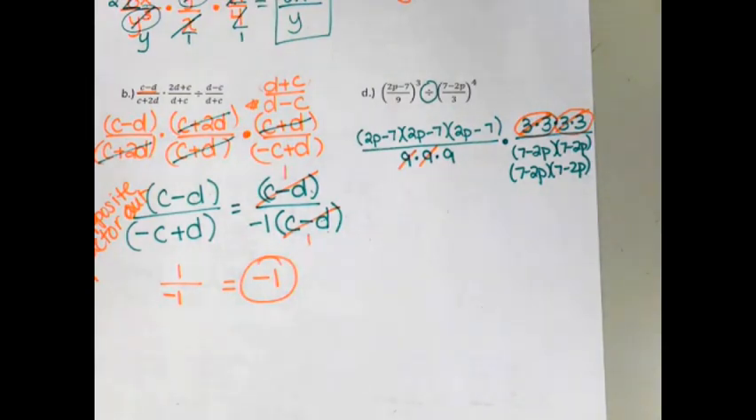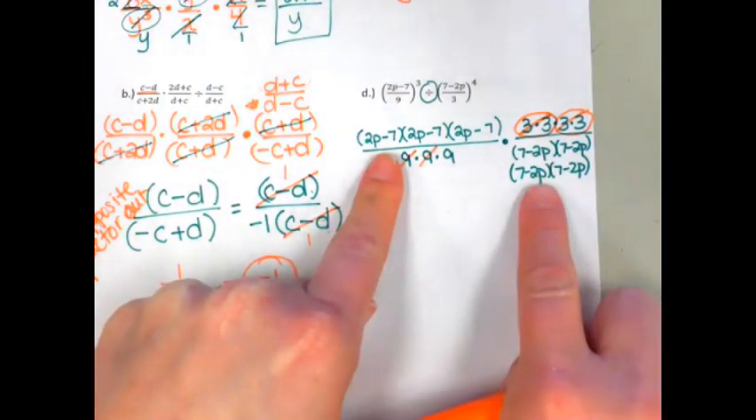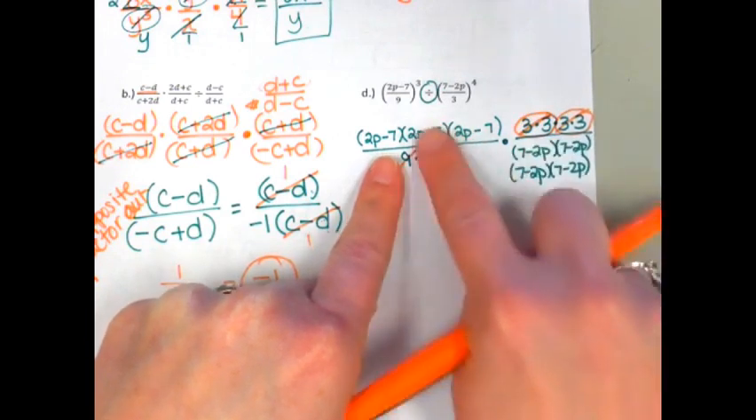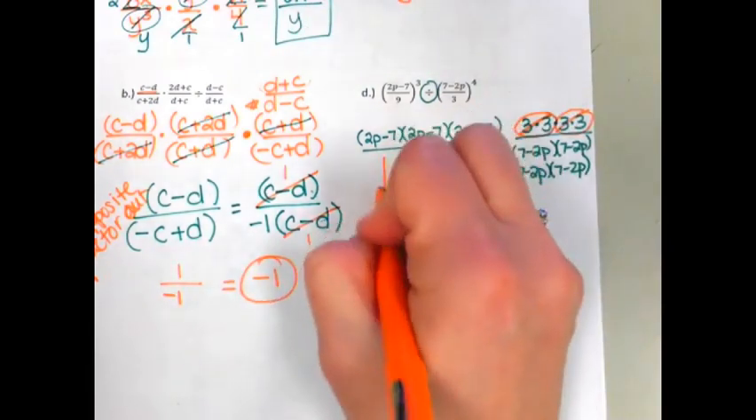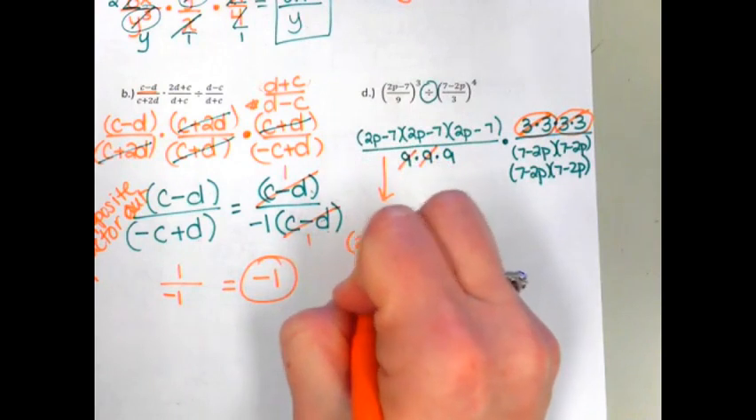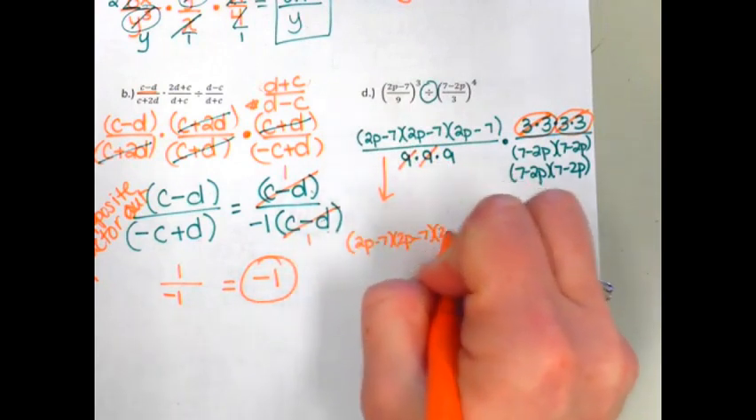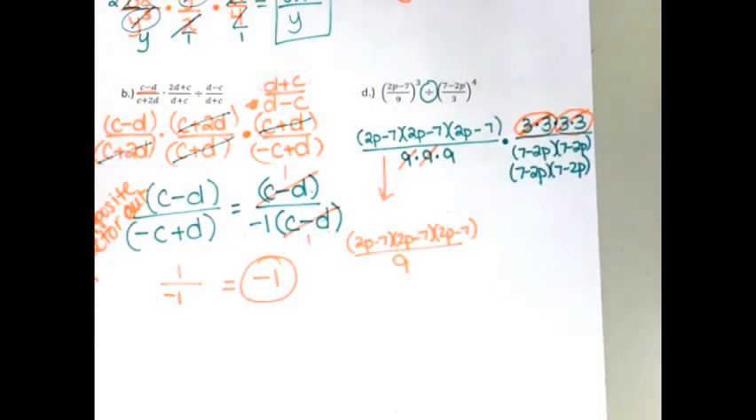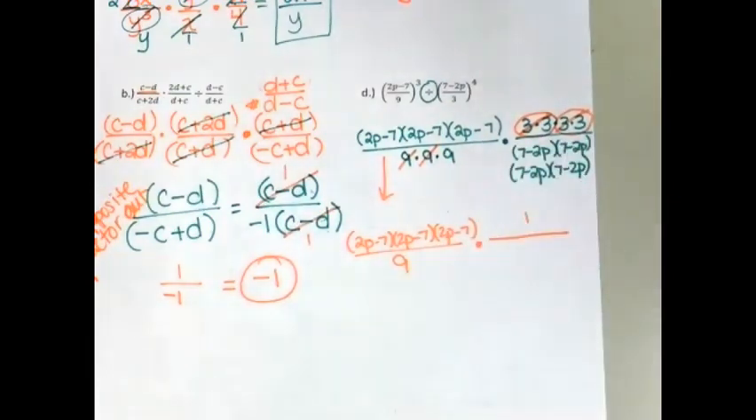Okay. Now, what do you guys notice about these? They're the exact opposite. So can I factor out a -1 out of 3 of these to make them the exact same? Yeah. So I'm going to rewrite this one here for a second. We have (2p - 7) times (2p - 7) times (2p - 7) over 9, times, we have 1 on the top because all my 3's canceled.